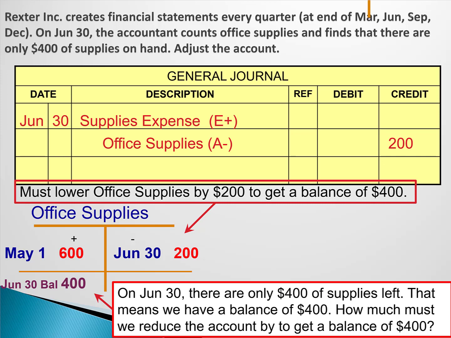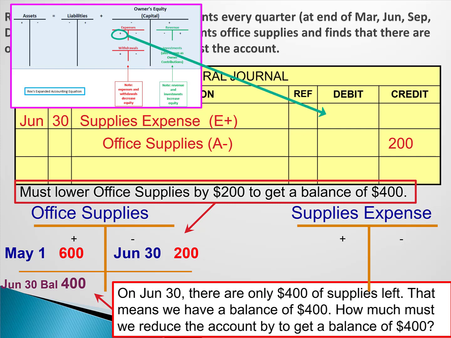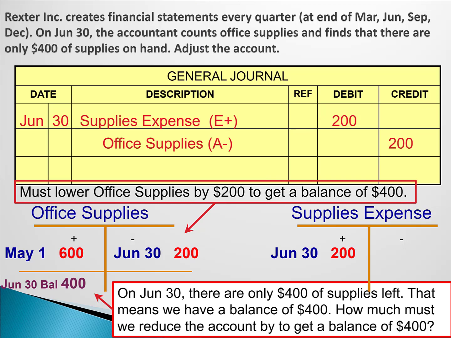So I'm going to create a T account for supplies expense. So on the T account for supplies expense, I'm going to debit it $200, which means I also must debit $200 for supplies expense in the journal. So now our account balances are correct. Office supplies correctly shows the new balance of $400, and we've shown that our supplies expense has increased by $200. Now we just need an explanation for the adjustment. Used up $200 of supplies.